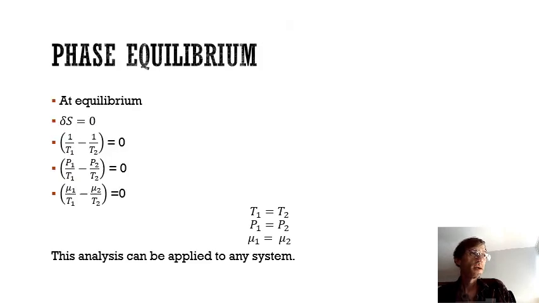So once we're at equilibrium, that means all these three expressions have to be equal to 0 for the change in entropy to be 0. That just implies that the temperature at equilibrium is equal, and the pressure and the chemical potential. And this analysis we can apply to any phase system or phase analysis. And that's it, real simple, real quick.